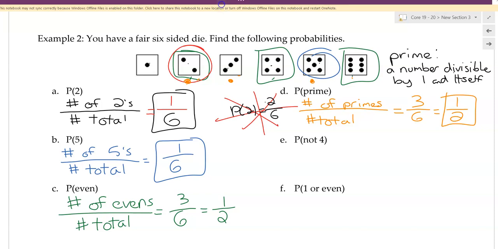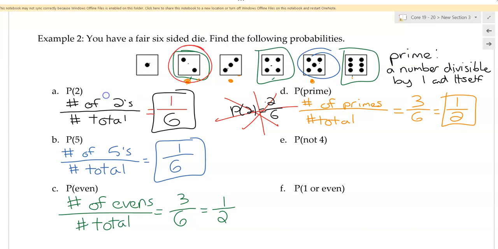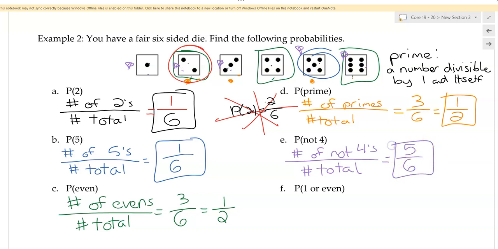The probability of not 4. Well, number of not 4s and the number total. Well, 1's not 4, 2's not 4, 3's not 4, oh, 4 is 4. We don't want to count that one. 5's not 4, 6 is not 4. So we have 1, 2, 3, 4, 5 numbers that are not 4 out of our 6.